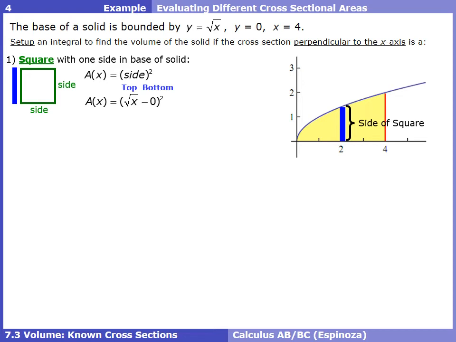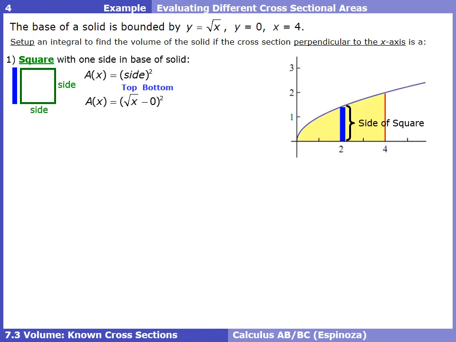This is the only example where I'm going to put the minus 0, just for the sake of space. I'm not going to put it every single time, but realize that the bottom of this representative rectangle is always touching 0, so we don't have to put that minus 0. I'm going to put it in this first example just so we can make sure that we're saying it's a top minus a bottom here. Don't forget to square that, and that's it.